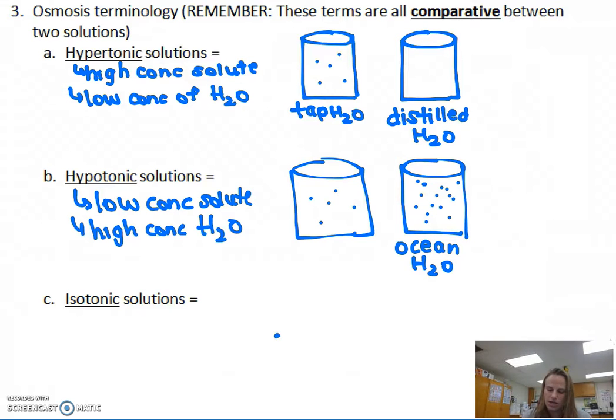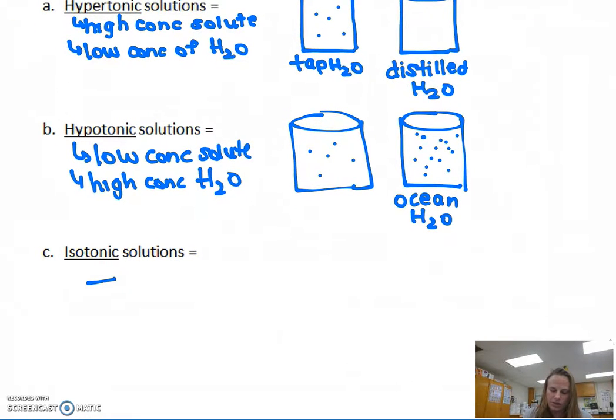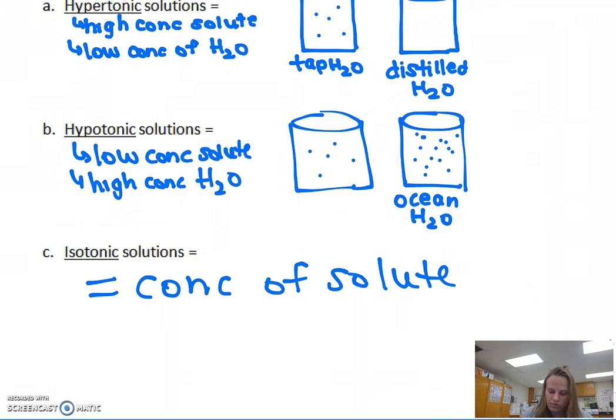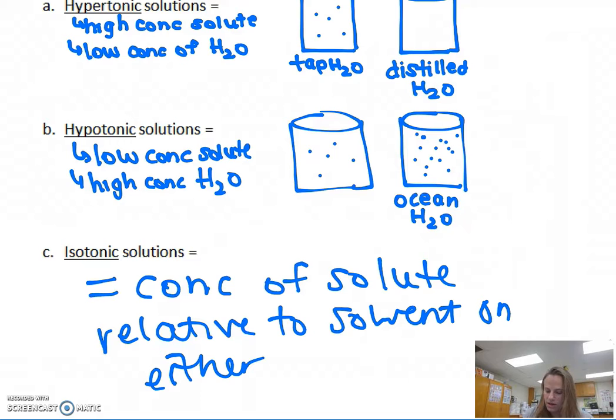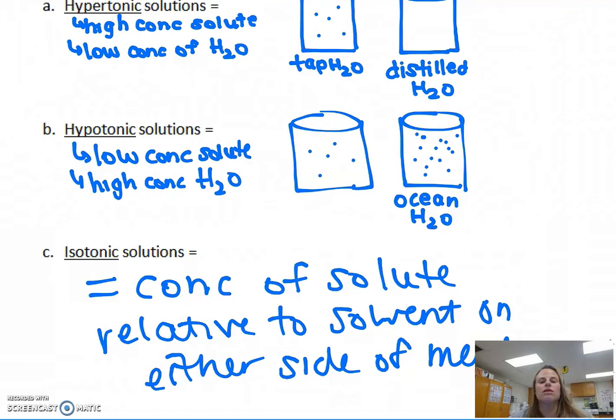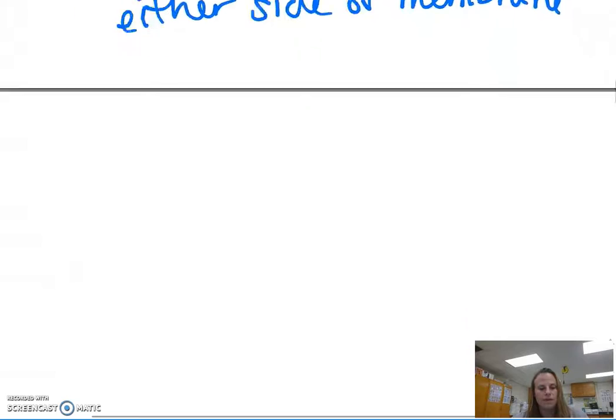And an isotonic solution is when you've got equal concentrations of solute relative to solvent on either side of the membrane. Now, when I have an isotonic solution, that doesn't mean, though, that my solute has stopped moving. It's just moving at an equal rate.